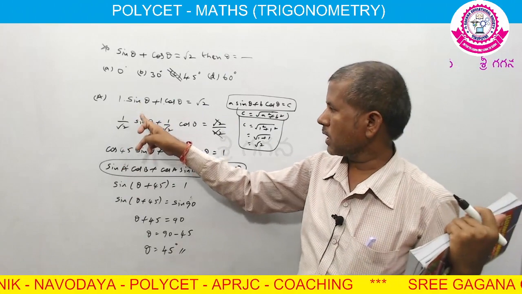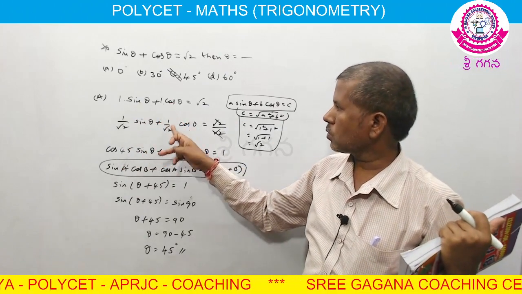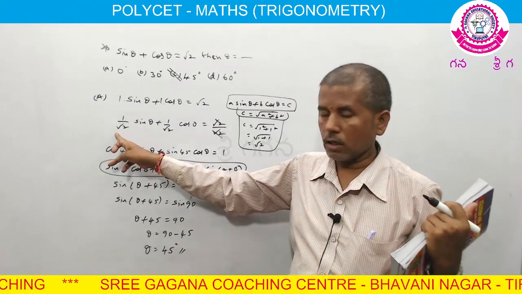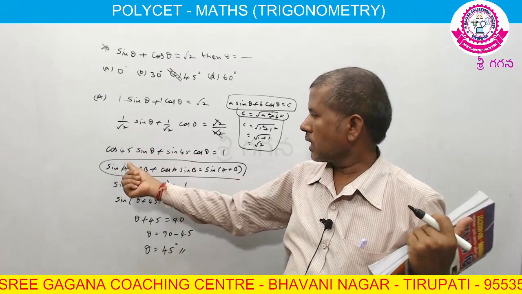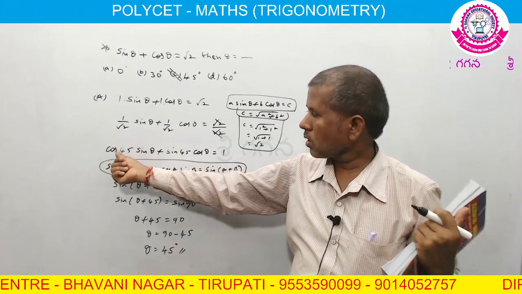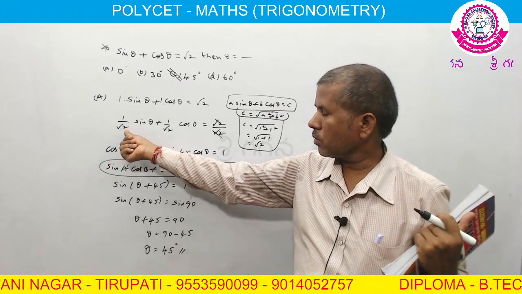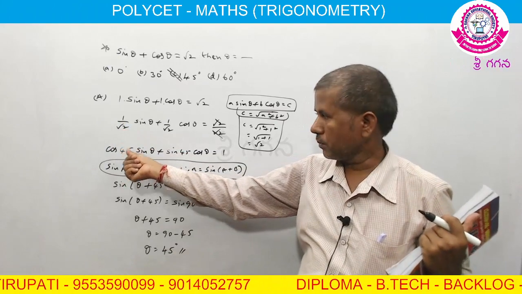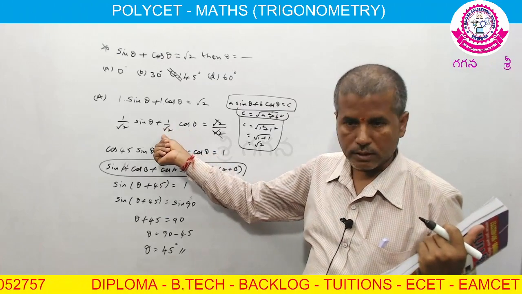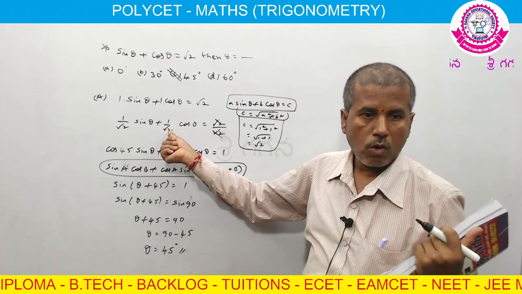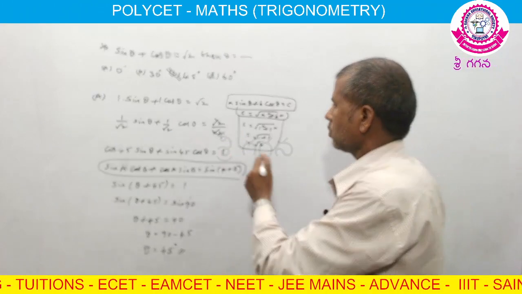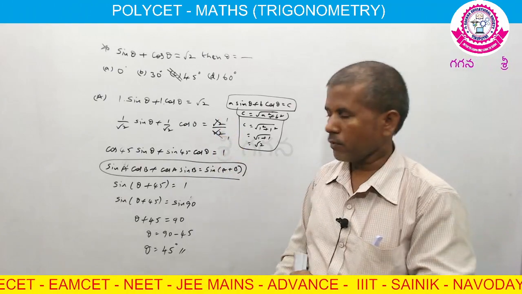So 1 by root 2 sin theta plus 1 by root 2 cos theta equals root 2 by root 2. Next, sin theta and cos theta we convert into sin of A plus B or cos of A plus B. Sin theta is already given; for the cos theta term, take cos 45, which is 1 by root 2. Cos theta is already given; for the other term, we take the sin function, sin 45, which is 1 by root 2. Root 2 by root 2 cancels, giving 1.